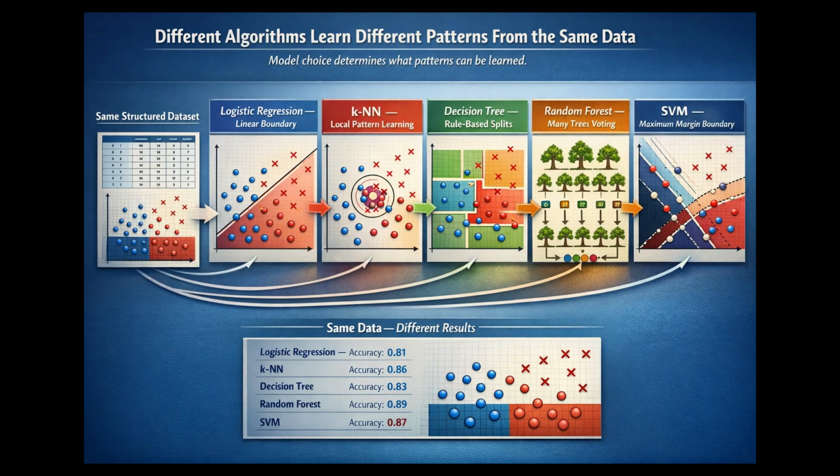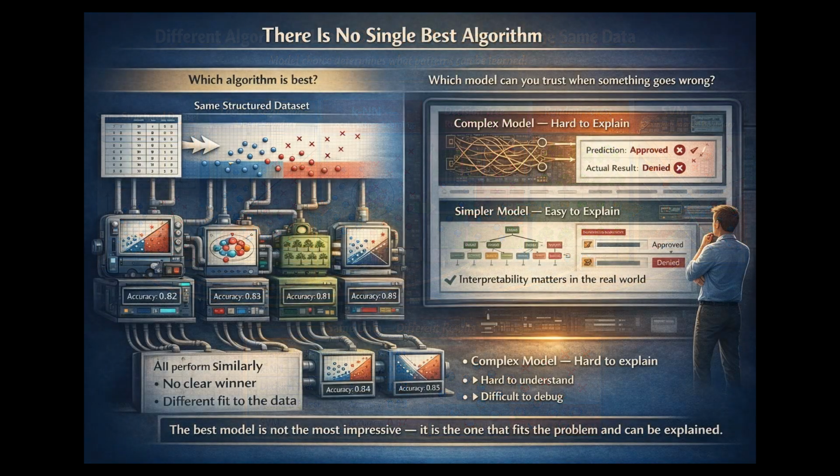Logistic regression, k-nearest neighbors, decision tree, random forest, and support vector machine, all trained on the same data. The result? Every model clusters within a few percentage points of every other. The sophisticated nonlinear models do not dramatically outperform the regularized linear baseline. And in many cases, the simplest model sits at the top. This is a lesson many practitioners learn the hard way. For structured, tabular data with moderate sample sizes, no single algorithm has a decisive edge.